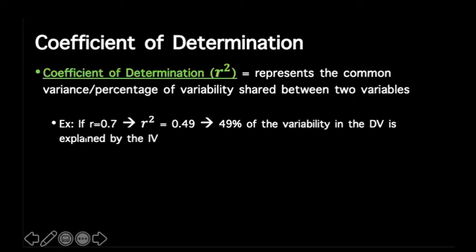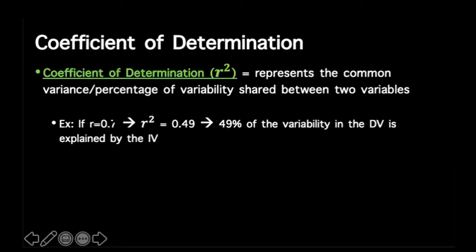Let's give an example. Let's say we have r as 0.7. This would be a strong positive relationship between two variables. If we square that, we get 0.49. If we translate our coefficient of determination into a percentage, we read that as 49% of the variability that we notice in the dependent variable is explained by the independent variable.